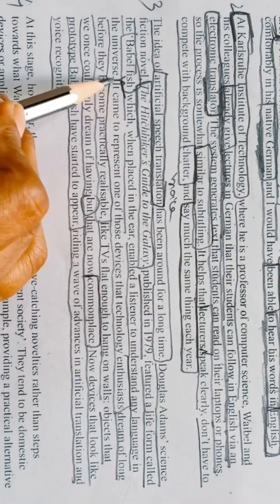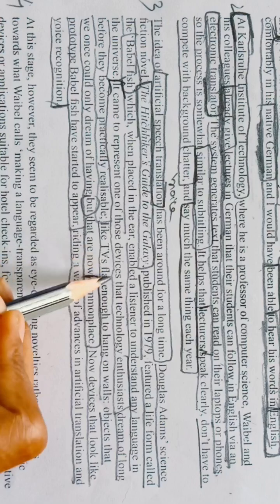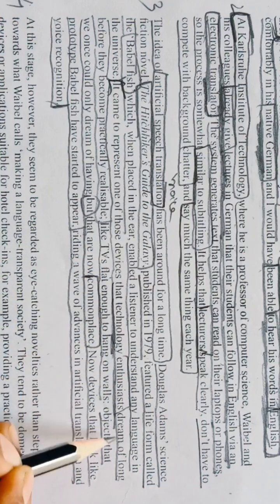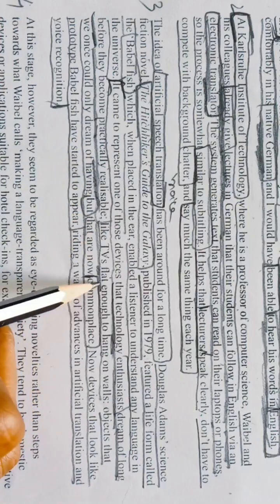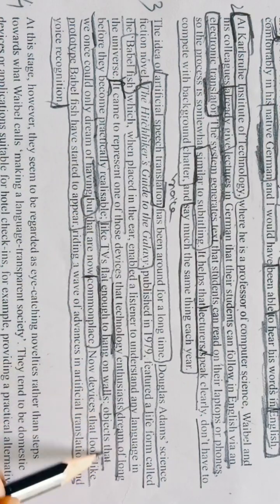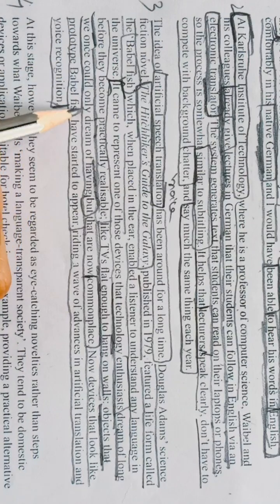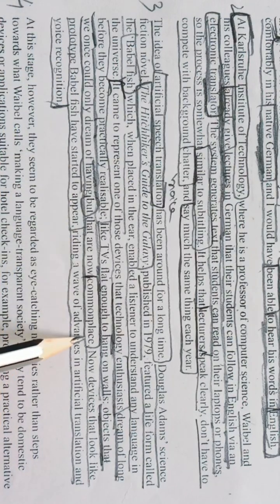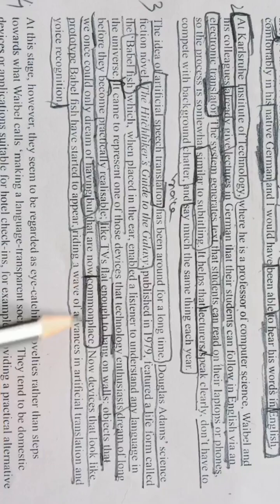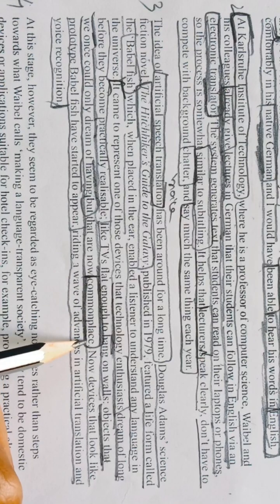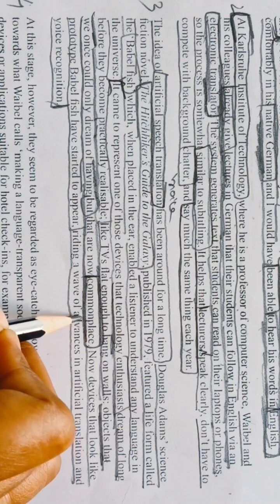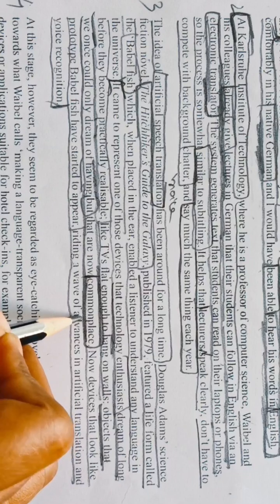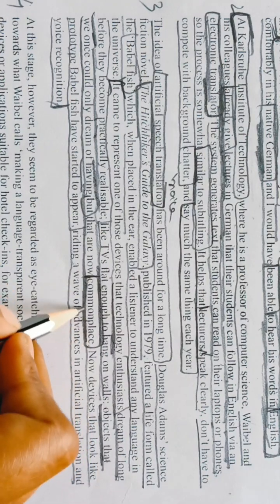It came to represent one of those devices that technology enthusiasts dream of long before they become practically realizable, like TVs flat enough to hang on walls, objects that we once would only dream of having, but they are now commonplace. Commonplace means they are now not surprising. Okay, that it is common. Commonplace means it is now common. I hope you understood this.